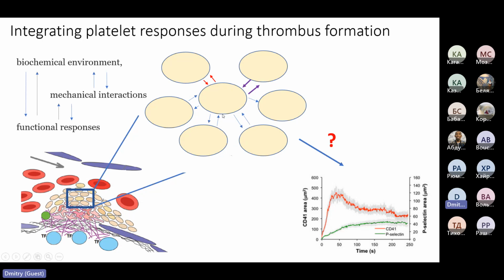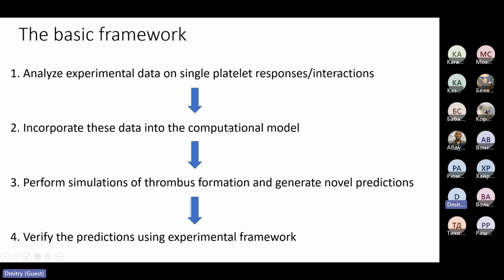And for now, one of the most important instruments to do this is in silico modeling, because we can address a lot of questions using experimental setups like we discussed recently. So what we're trying to do is to integrate these responses using some in silico models.